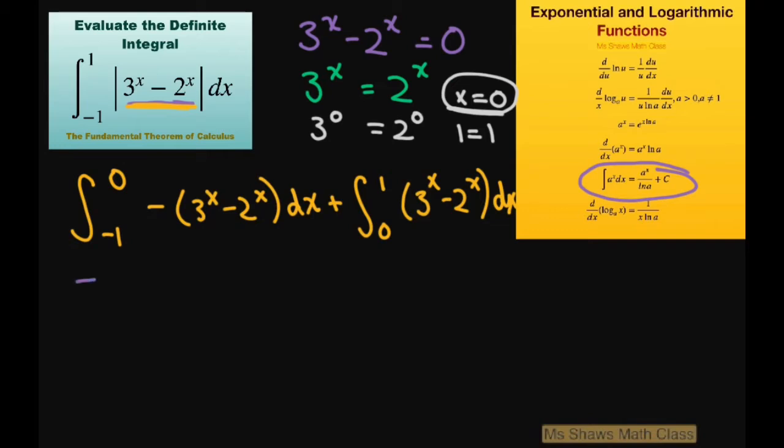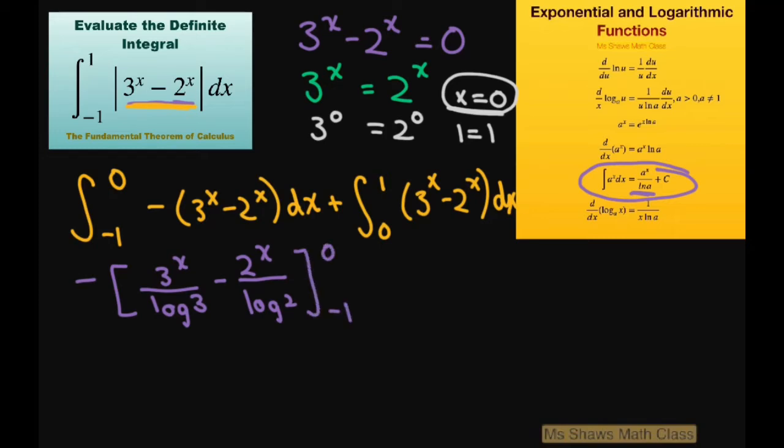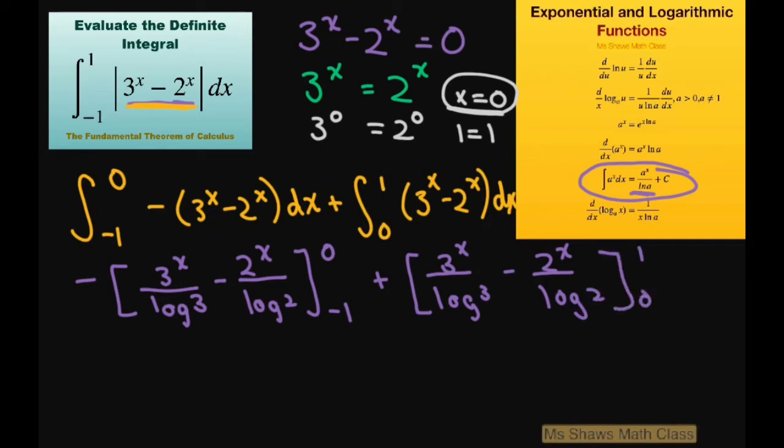So this is going to be negative, and we're going to take 3 to the power of x divided by log of 3, or you can use natural log. And then you have minus 2 to the power of x divided by log of 2. And we're evaluating from -1 to 0. And then do the same thing for this one. This is going to be 3 to the power of x divided by log of 3 minus 2 to the power of x divided by log of 2. And we're evaluating this from 0 to 1.